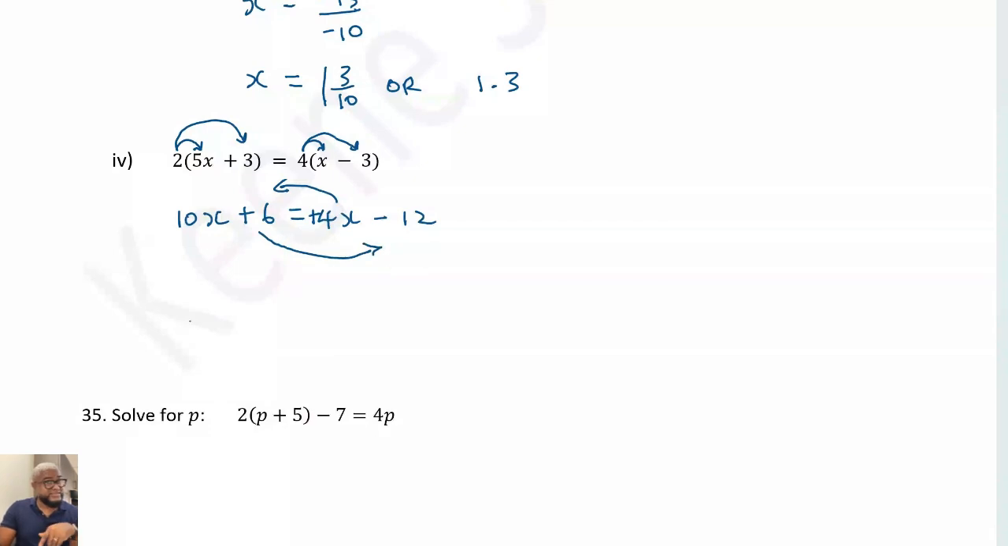Negative 6. So let me compose it, right? 10x didn't go anywhere. It was on the left. Let me put back the 10x first. Cool? Then plus 4x became minus 4x. Put back the equal sign. Right? What was on the right-hand side? What did not move? Negative 12. Excellent. Right? And then plus 6 becomes negative 6.